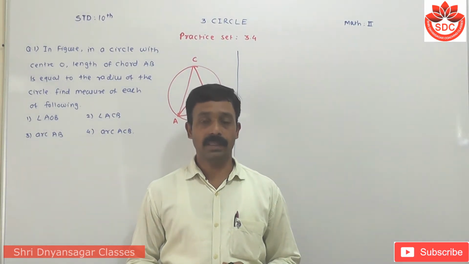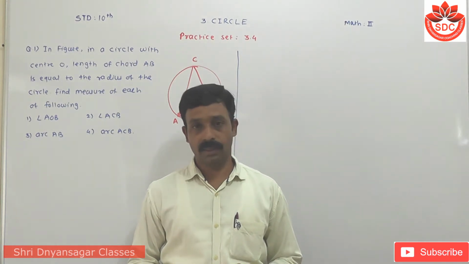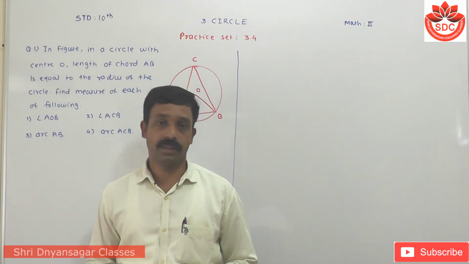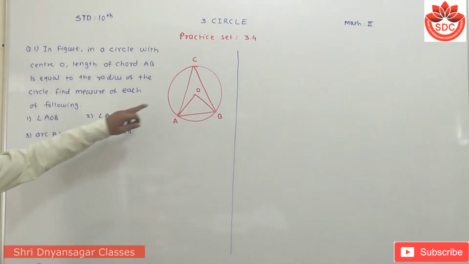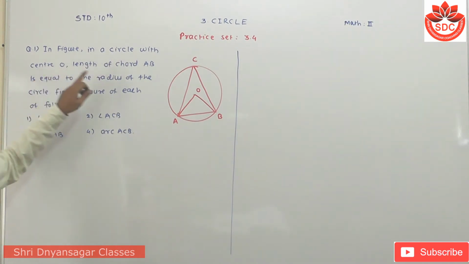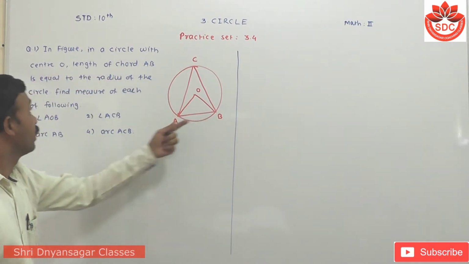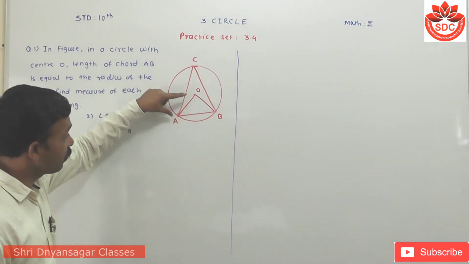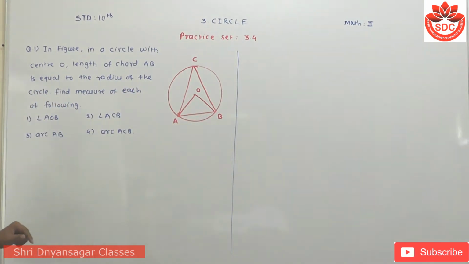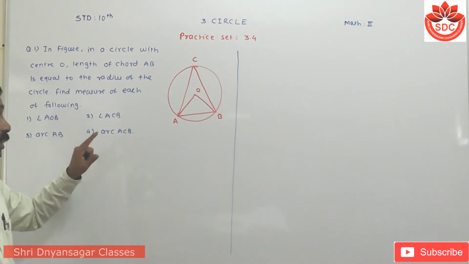Discuss the practice set 3.4 of Chapter 3, Circle. The first question is: in the figure, O is the center of the circle. The length of the chord AB is equal to the radii of the circle, meaning AB is equal to OA and OB. Find the measure of each of the following: angle AOB, angle ACB, arc AB and arc ACB.